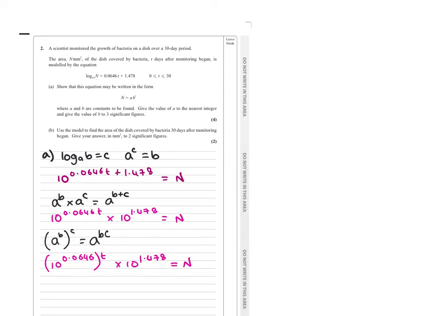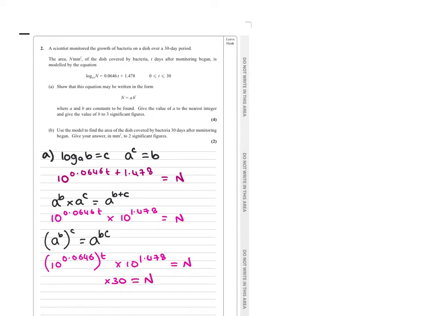So now I'm going to put this into my calculator, okay? And it does say, show that it may be written in this form where a and b are constants to be found, give the value of a to the nearest integer and the value of b to 3 significant figures. So when I put 10 to the power of 1.478 into my calculator, I get 30.06. To the nearest integer is clearly 30.